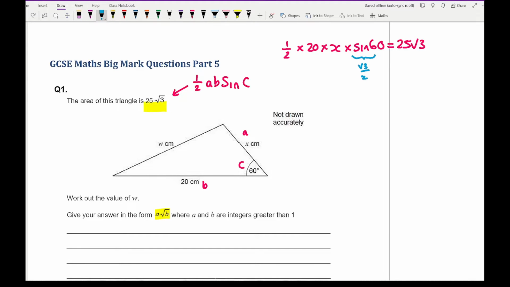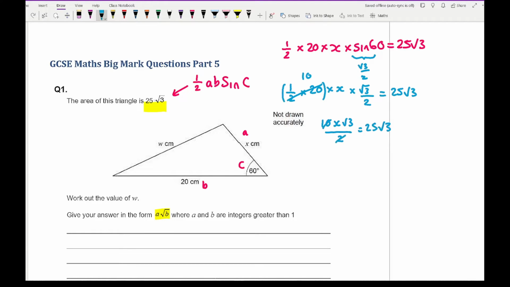So from that, what we've then got is a half multiplied by 20 multiplied by x multiplied by root 3 over 2, and that equals 25 root 3. So again, neatening all this up, if I just look at the numerator, I've got a half times 20, which is 10. And then I've got x root 3. So that's going to be 10x root 3, all divided by 2 equals 25 root 3.